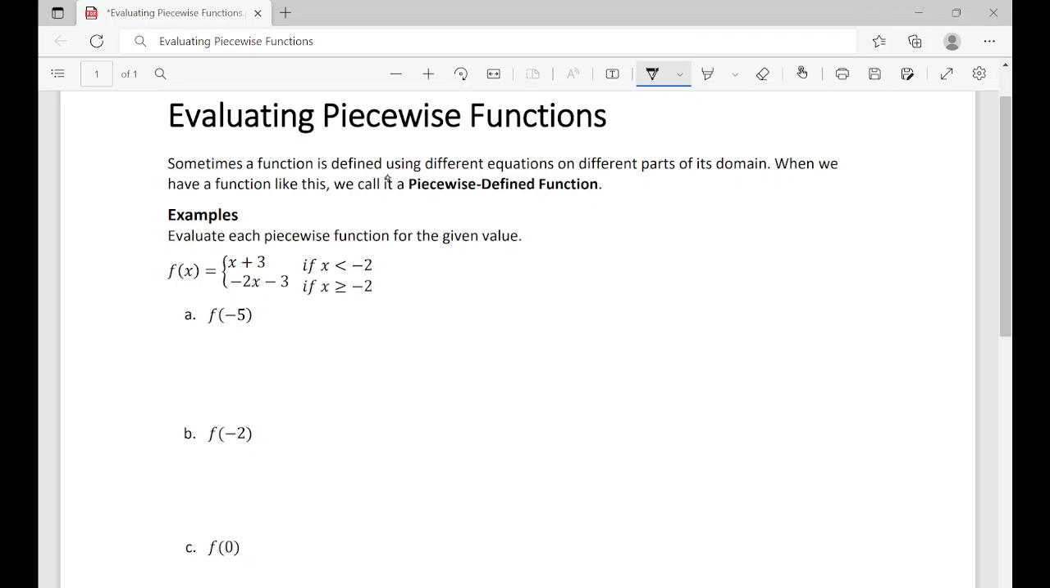Sometimes a function is defined using different equations on different parts of its domain. When we have a function like this, we call it a piecewise defined function. So we are going to evaluate each piecewise function for the given value.